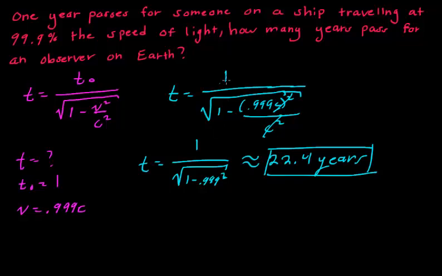So, this is saying 1 year passes for this person on the ship traveling at this very, very high speed. And so for them, that 1 year passed, and on Earth, 22.4 years has passed. So when they get back, things are much different.